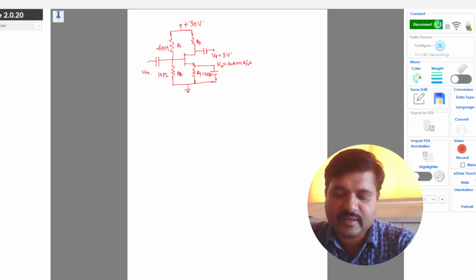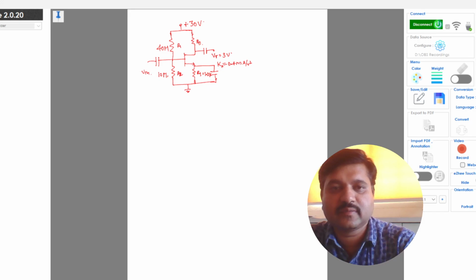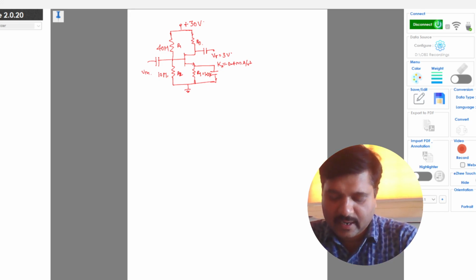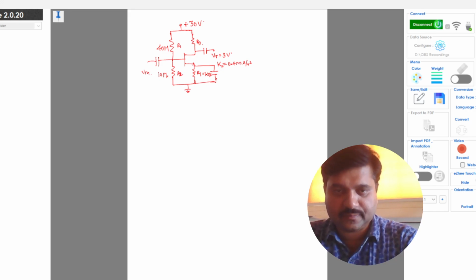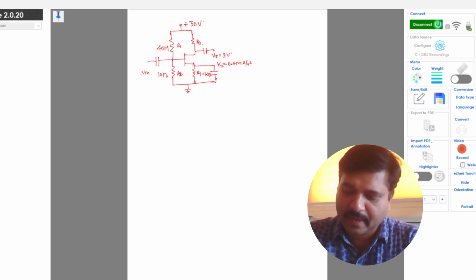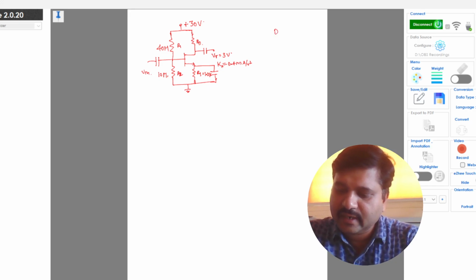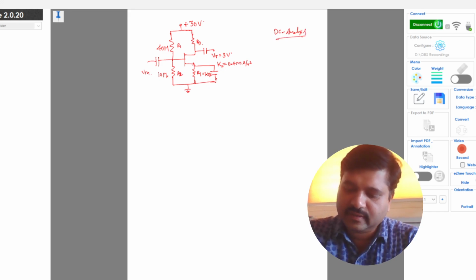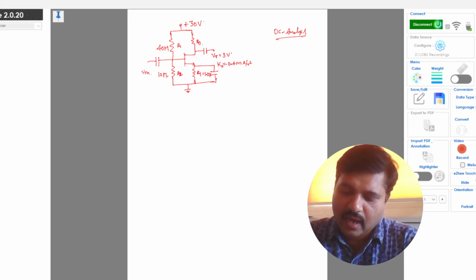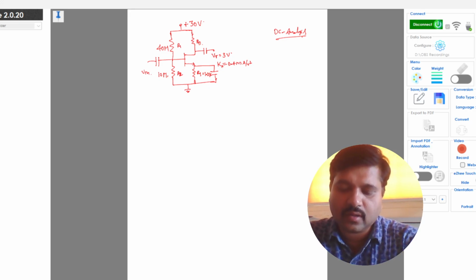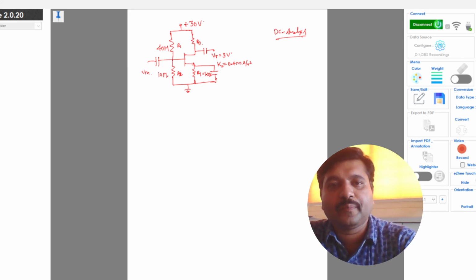We will consider this as the given circuit. We have to do the AC analysis for this, and for the AC analysis, first we have to do the DC analysis to find out the current and also the transconductance, which is the DC parameter. So to do the DC analysis, for the resistances R1, R2, RD and RS, all the capacitances are made open circuit.